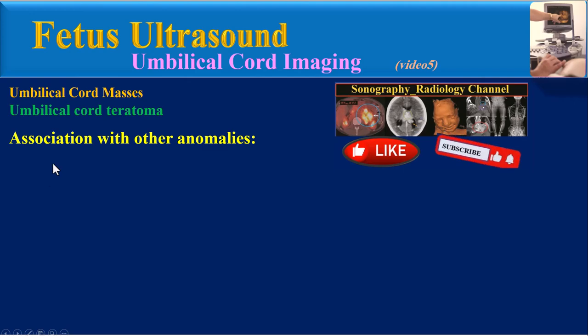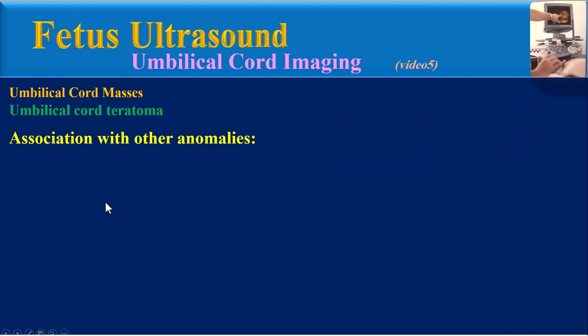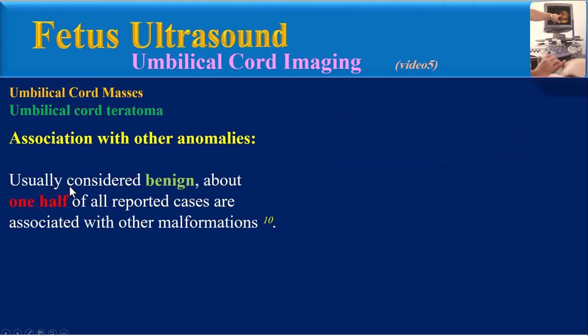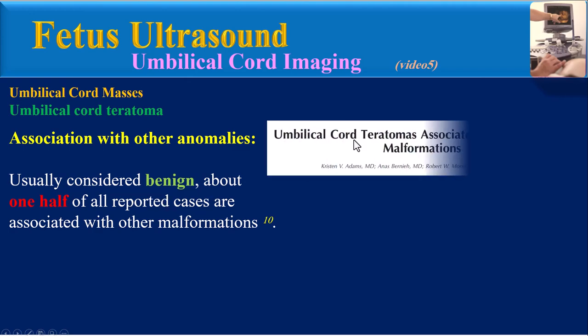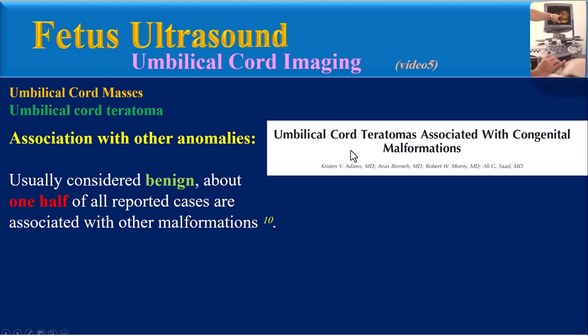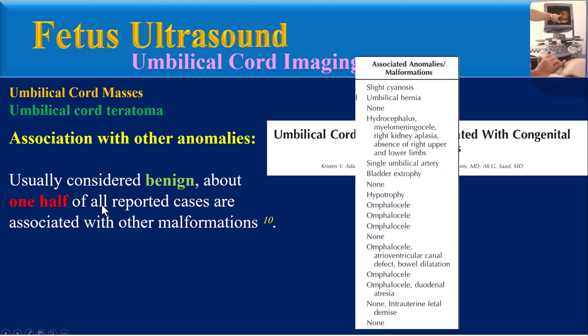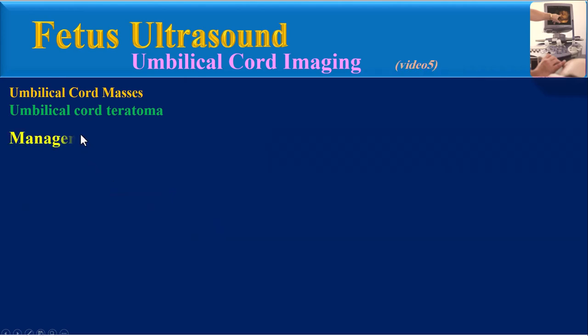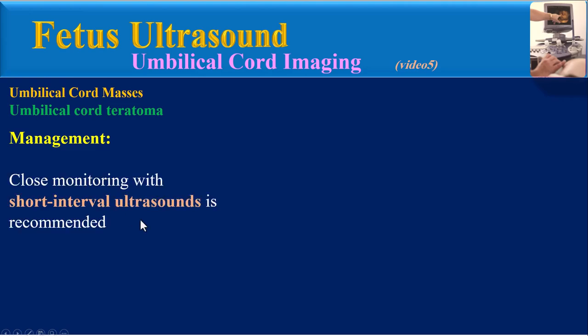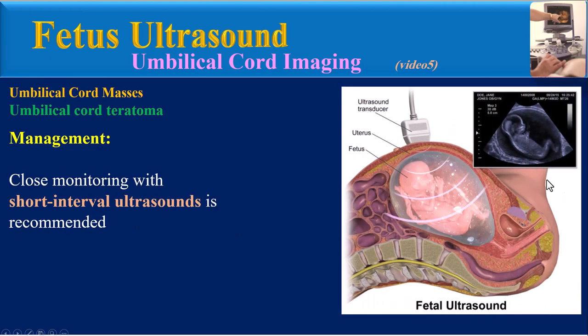Are there any associated anomalies with umbilical cord teratoma? Usually considered benign, but this article review showed that about 50% of all reported cases are associated with other malformations, such as omphalocele, hydrocephalus and CNS problems, bladder exstrophy, etc. How must we manage a fetus with umbilical cord teratoma? Close monitoring with short interval ultrasound is recommended.